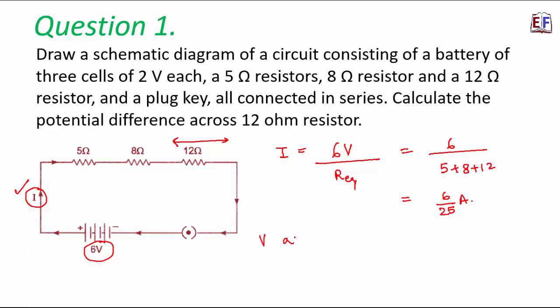Now we can say that potential difference across 12 ohm resistor will be equal to I into R. So this is equal to 2.88 volts.